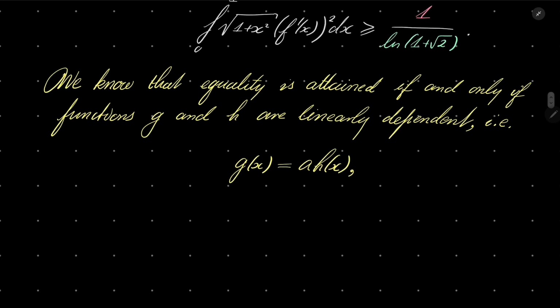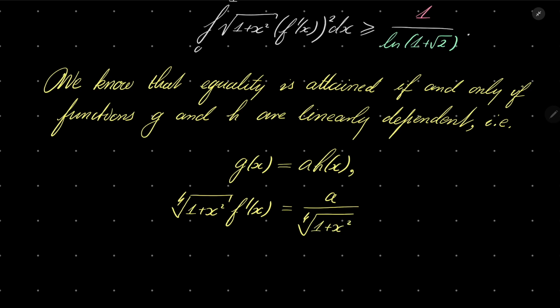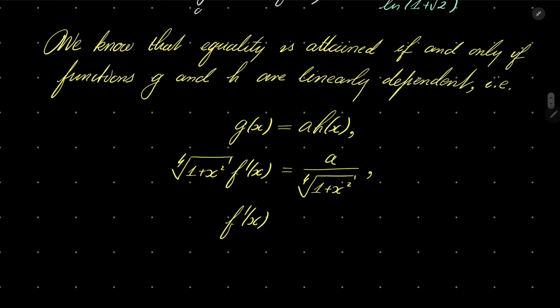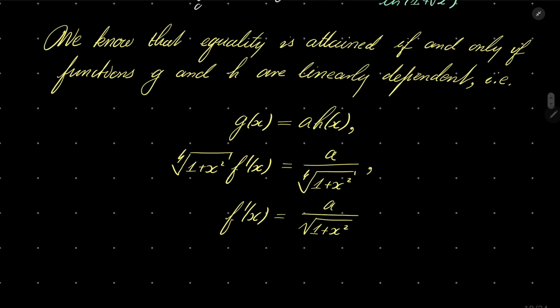And let's see. What is g of h? g is the root of degree 4 of 1 plus x squared times f prime of x, and that equals a times h of x, which was 1 over the root of degree 4 of 1 plus x squared. And that means that f prime of x should be equal to a over the square root of 1 plus x squared. And now we know the derivative is equal to this.